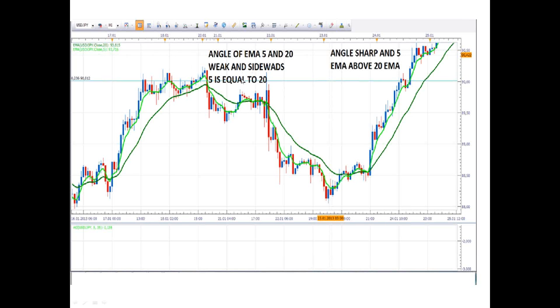This is a chart finally for you with the angle of the 5 EMA and 20 EMA example. 21 would actually be more precise because that's also a fib number. And you can see that that's a good way of gauging, or measuring, maybe is a better word, the angle of that trend. Now, that's just as a confirmation.